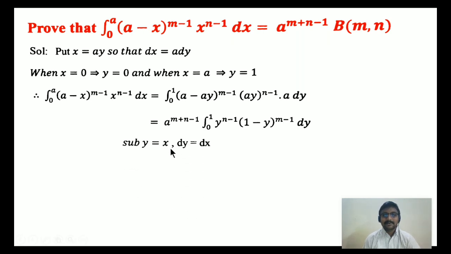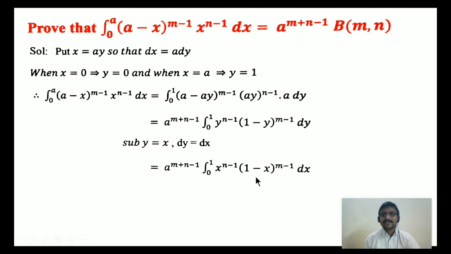Now substituting y equal to x, differentiating on both sides we will have dy equal to dx, and we will have the same limits 0 to 1, because when y equal to 0, x equal to 0, and when y equal to 1, x equal to 1. So the same limits are obtained. Thus the above integral becomes a power m plus n minus 1, which is a constant, integral 0 to 1, with y replaced with x, that is x power n minus 1, and 1 minus y replaced with (1 minus x) whole power m minus 1 dy. But what is the dy here? dx.